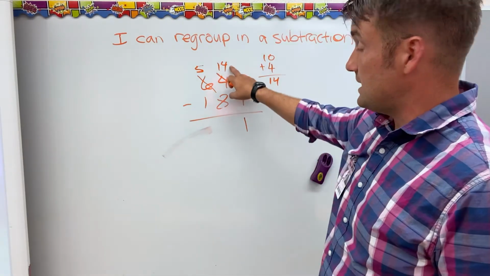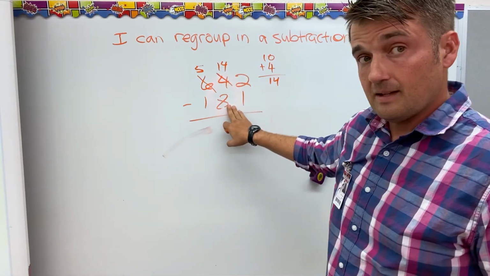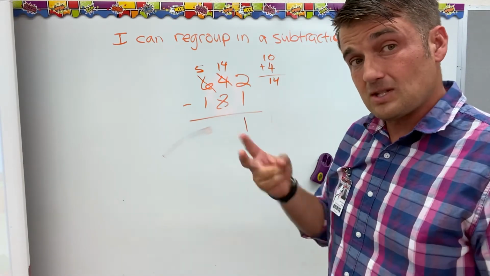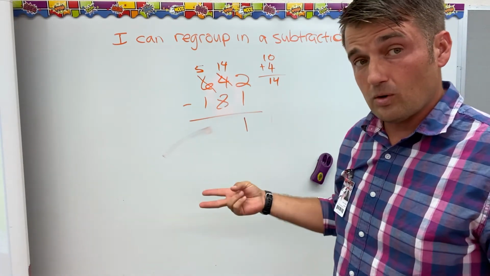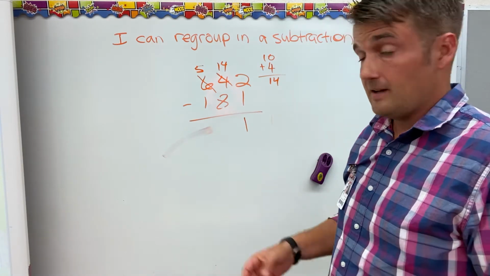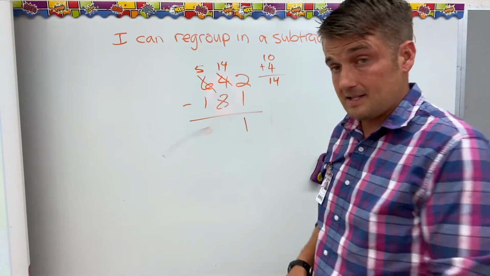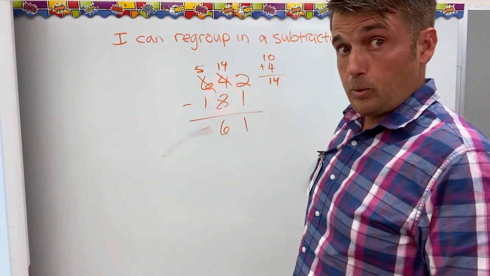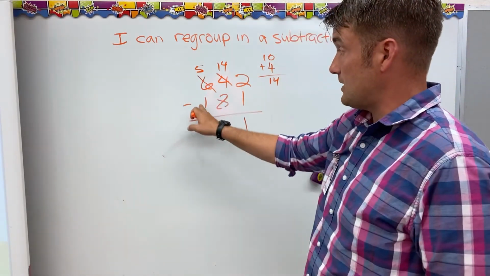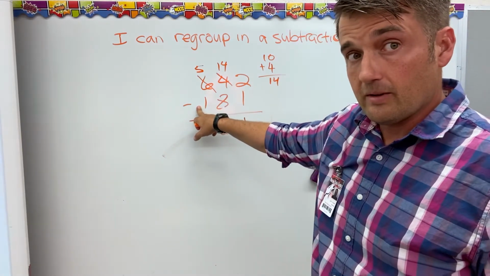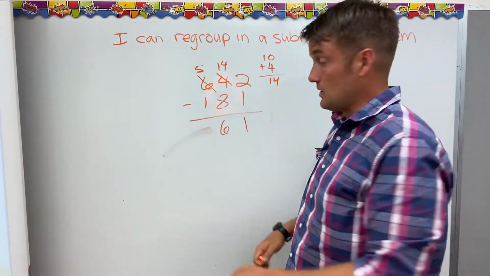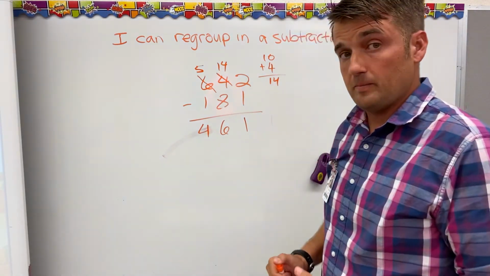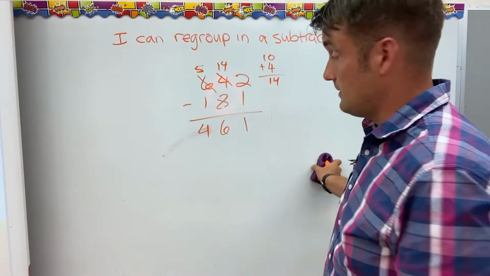So 14 minus 8, I like to think about it as jumping across 10. From 8 to 10, that's 2. From 10 to 14, that's 4. 2 and 4 make 6. 14 minus 8 is 6. Okay? And then 5 minus 1, not a bigger bottom, so I can do this. 5 minus 1 is 4. 461. So that's basic regrouping. Okay, 461.